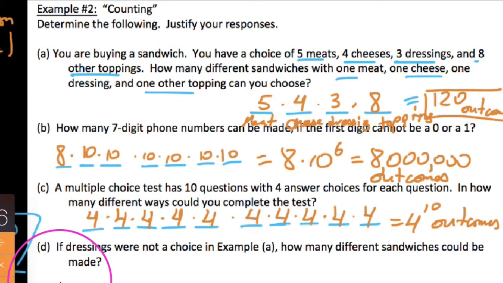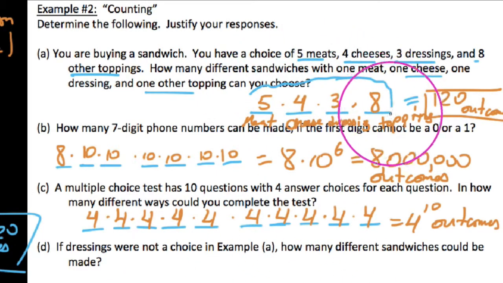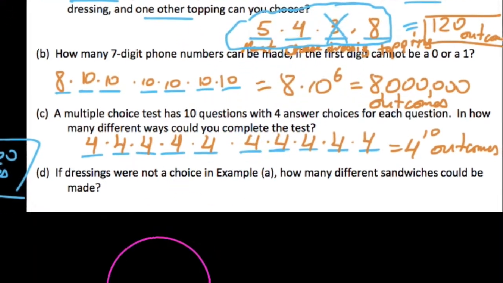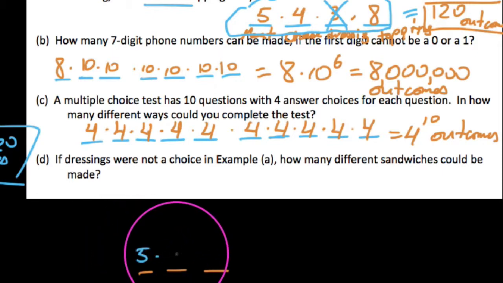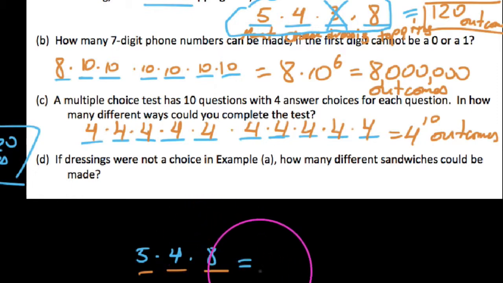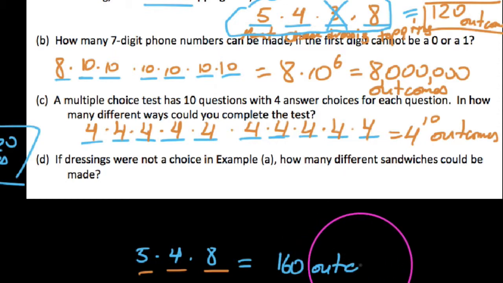Okay, and then last but not least, on letter D here, if dressings were not a choice in example A, how many different sandwiches could be made? You could see how, if we were to go back up here and cut out the dressing, then really all we're doing is we have meat, cheese, and topping. And of course, there are 5 ways to choose a meat, 4 ways to choose a cheese, and then 8 ways to choose a topping. This would be the same thing as 20 times 8. So there are 160 different sandwiches we can make in this case.